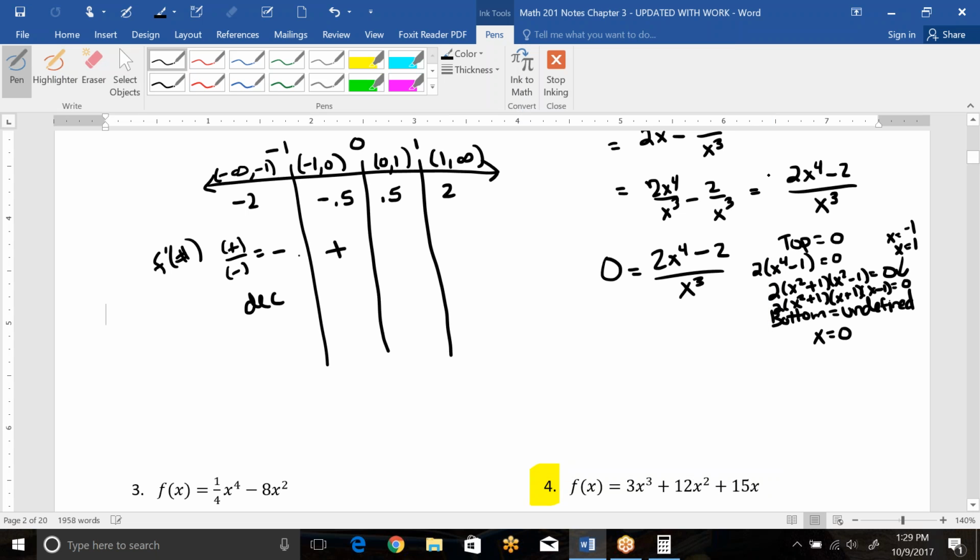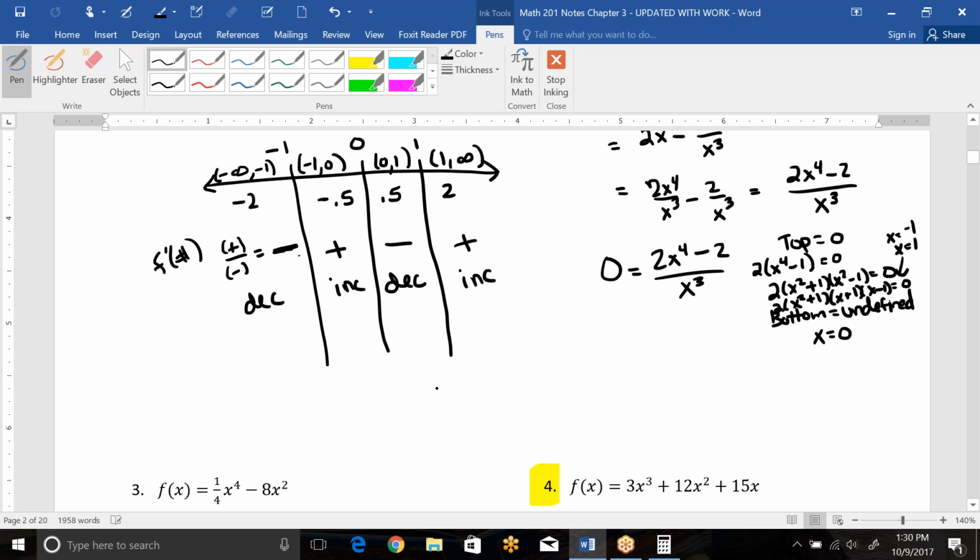If we plug in 0.5, we end up getting a negative again. And if we plug in 2 to this, we get a positive. So remember, when you do this part right here, you're just plugging your numbers, your test values, into your derivative and seeing if it comes out positive or negative. So this is decreasing, then increasing, then decreasing, and then increasing.